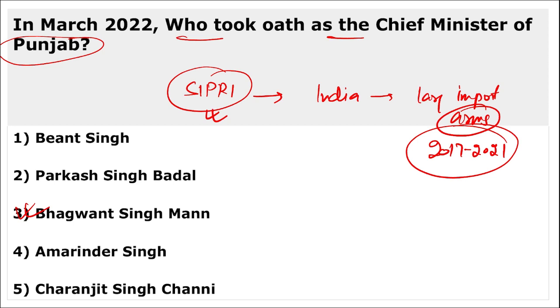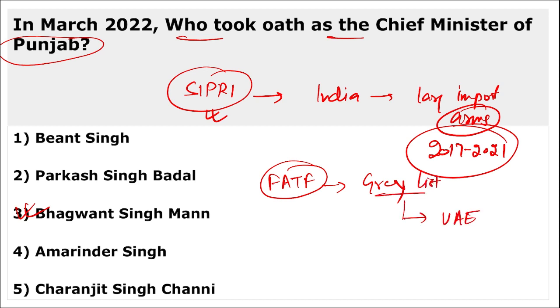Then if we are talking about appointments, some important appointments that you need to remember. Who has been appointed as the president of FATF, Financial Action Task Force? They release a grey list. Who has been put into the grey list? It is your United Arab Emirates, recently important one. Then who has been appointed as the president of FATF? T. Raja Kumar has been appointed as the president of FATF.